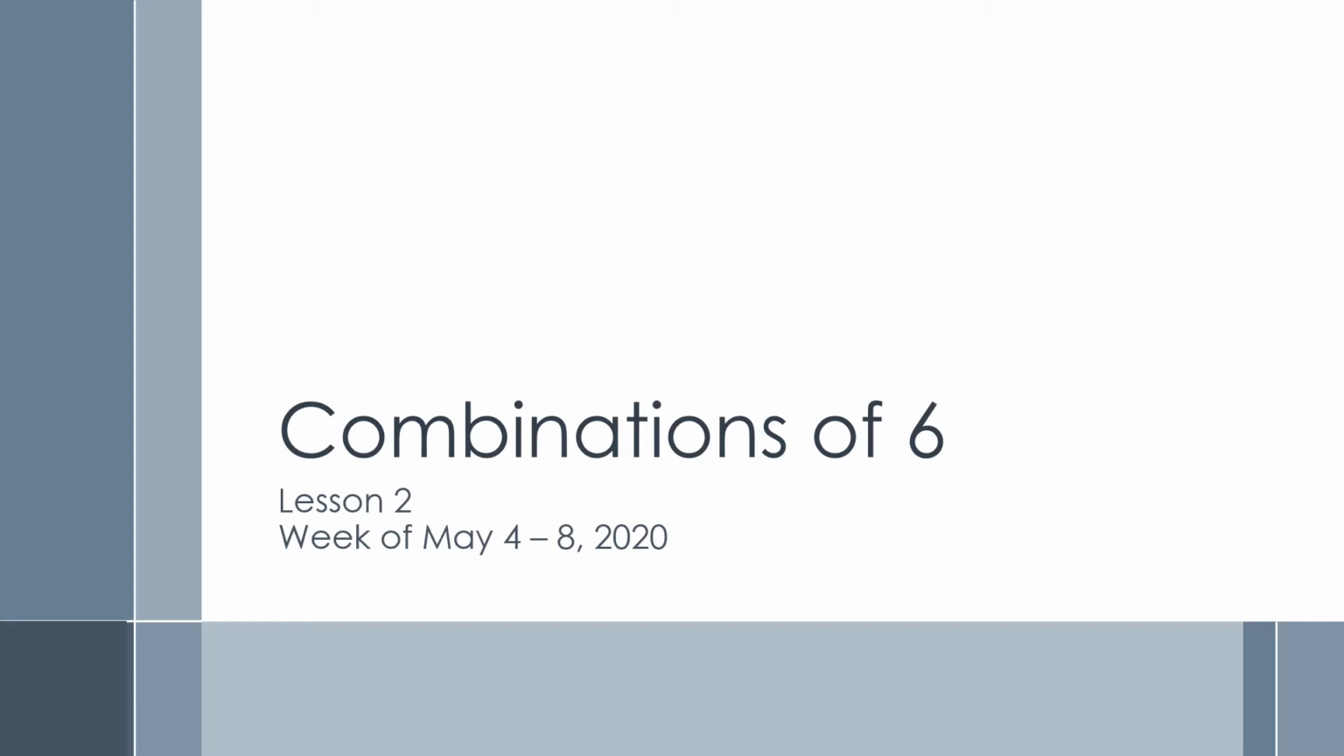The math lesson we will be exploring is called Combinations of 6. It is lesson 2 for the week of May 4th through May 8th, 2020 in your paper packet. Finding different ways to make the number 6 will help us as we look at a new type of story problem. I hope you're ready for some fun.